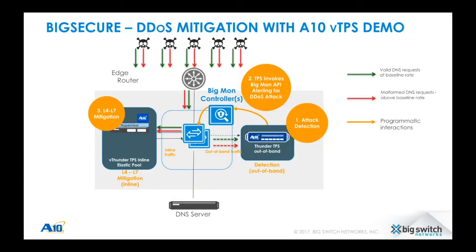So the entire attack traffic and valid traffic will go to the DNF, where we will scrub it and send back only the valid DNS requests. The traffic will continue on that security chain, and our DNS server will only see the valid requests.